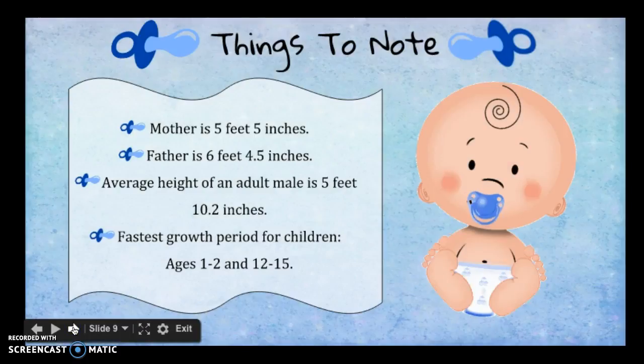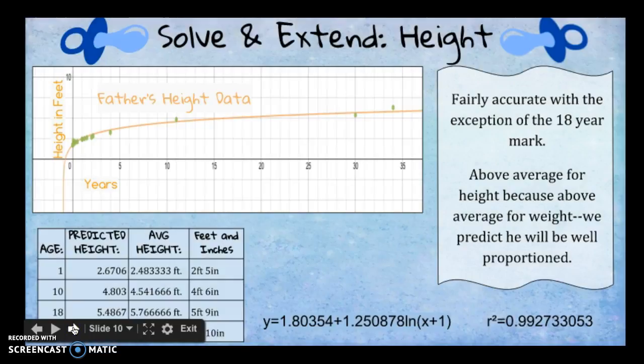As we looked at our data, we compared our information with a few key measurements of the father and the mother at age 30, as well as the average adult male and average growth patterns. We used the father's height to predict Trey's future height. We predicted the height to be 2.5 feet at 1, 4.5 feet at 10, 5 feet 9 inches at 18, and 5 feet 10 inches at 32. As you can see, it is fairly accurate besides the exception of the 18-year mark.